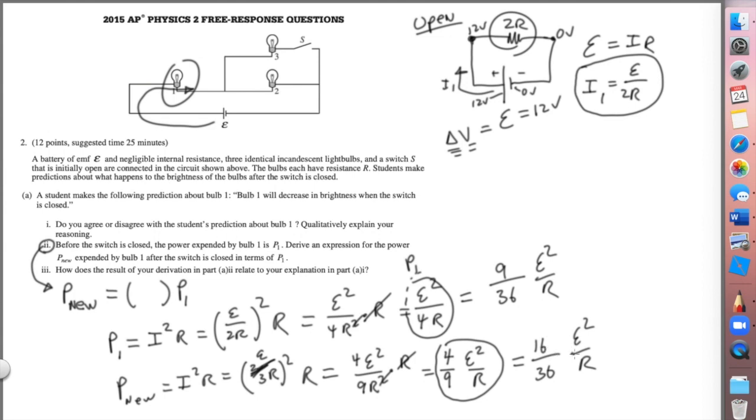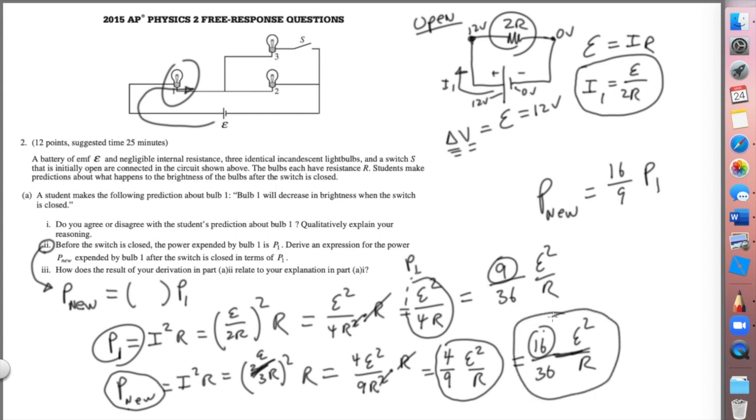So with everything else being equal, aside from the 9 and the 16, we can see that the power of bulb 1, P new, is greater than what the power was when the switch was open, which was P1. So how much greater? Well, P new is going to be 16/9 what P1 was. The relationship here is that this is larger than this, by 16/9. So this is the answer to the second question.